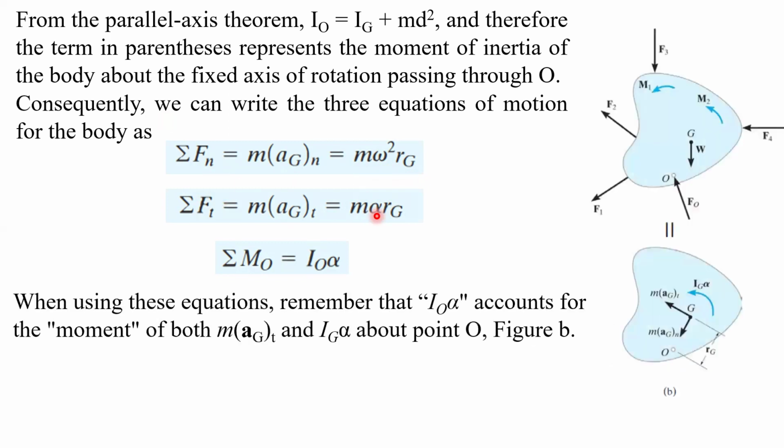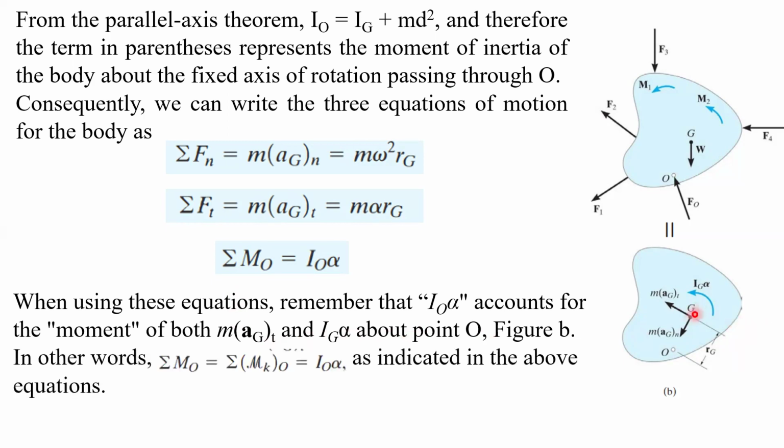When using this equation, remember that IO alpha accounts for the moment of both the tangential component and the IG about point O, as shown here. So, in other words, the summation of all the moments about point O is equal to the summation of all the kinetic moments about point O, which is equal to IO alpha, as indicated in the equation above. Equation of motion, general plane motion.